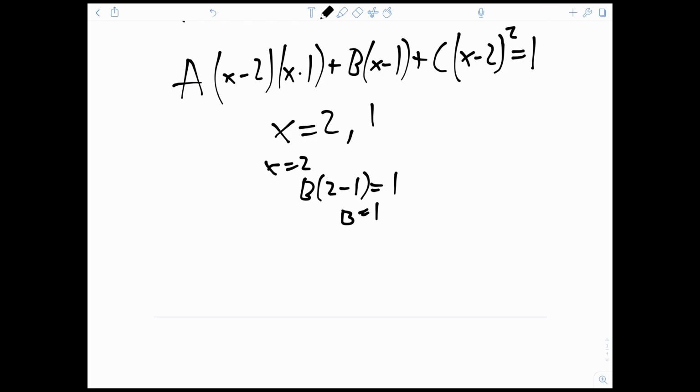Now let's say x is equal to 1. The only term that doesn't cancel out is the c term. So we have c times 1 minus 2 squared equals 1. And what we end up with is c equals 1.